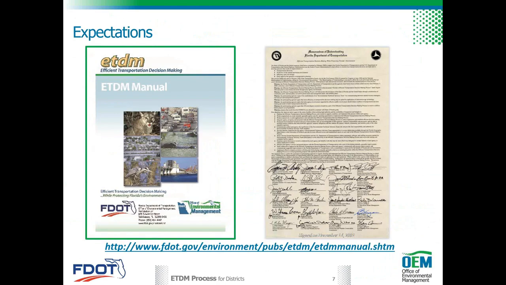You can find requirements of the process in two main sources, the FDOT ETDM manual and the agreements with our partner agencies. The manual details the standard operating procedures for the process. The agreements describe the interaction between FDOT and the agencies during the ETDM process that results in improvements to transportation decisions, protection of the natural and human environments, efficiency and cost savings, and early input by the agencies in transportation planning. The manual and the agreements are available on the OEM website shown here. There's a link.